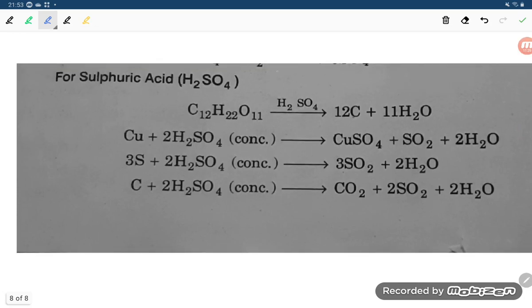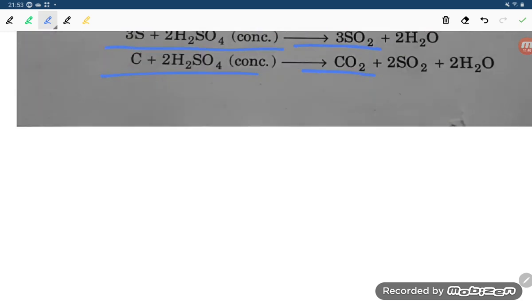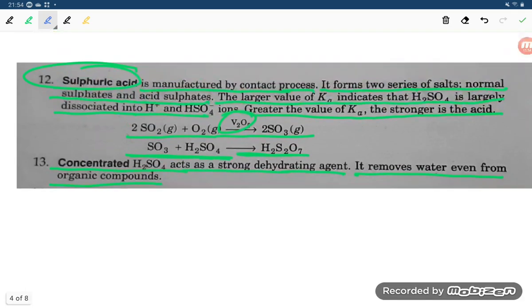Okay. Next one is sulfuric acid. The chemical properties of sulfuric acid: it acts as a dehydrating agent. From sugar it removes the water. Copper plus H2SO4 gives copper sulfate. Sulfur plus H2SO4 gives sulfur dioxide. Carbon plus H2SO4 gives carbon dioxide. So it acts as an oxidizing agent. So this is all about the introduction of sulfuric acid and group 16 elements, students.